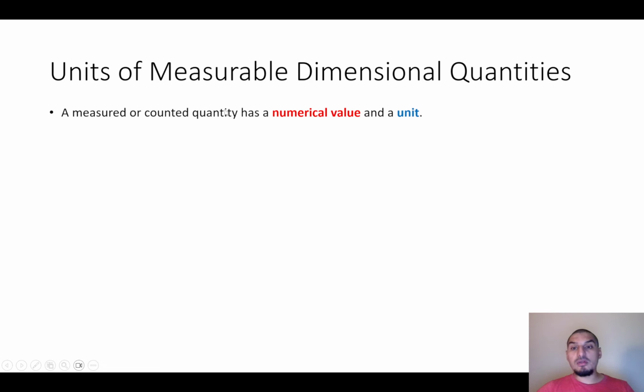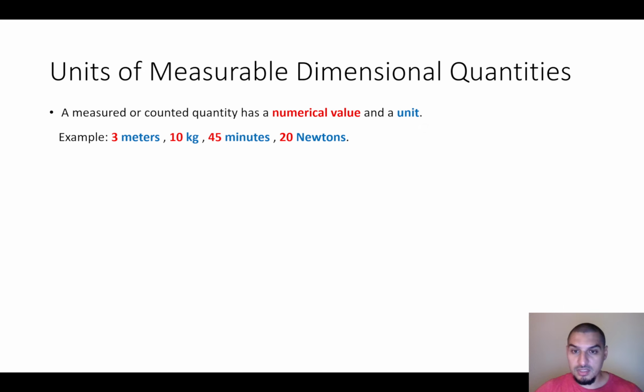So if you have any quantity, we define the quantity by two things: the numerical value and the unit. And this is a very intuitive thing. For example, you have 3 meters, 10 kilograms, 45 minutes, 20 newtons. So you have to have both the numerical value and the unit in order to fully understand the quantity and understand how to deal with this quantity.